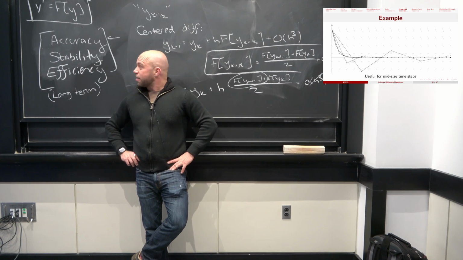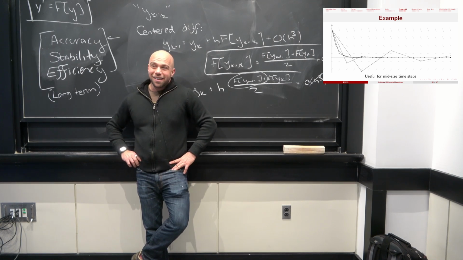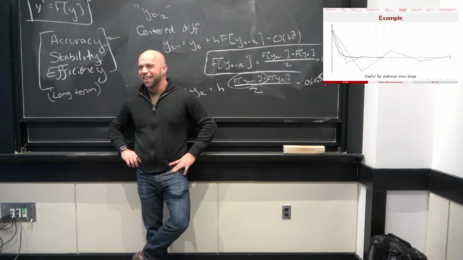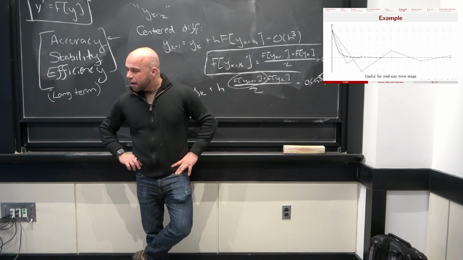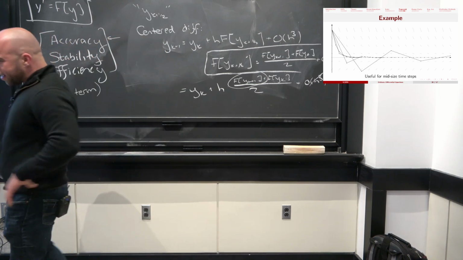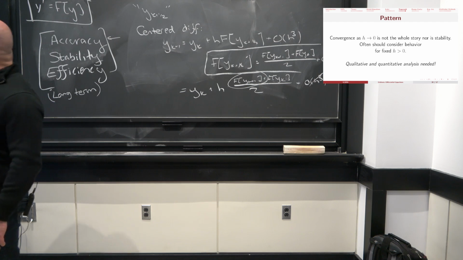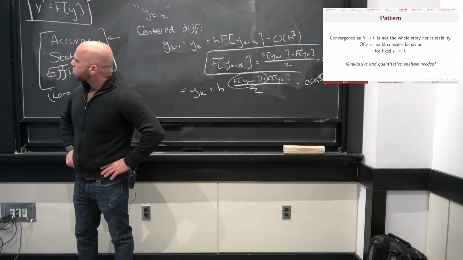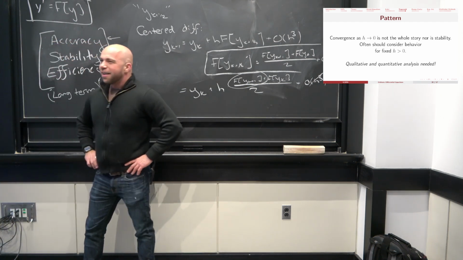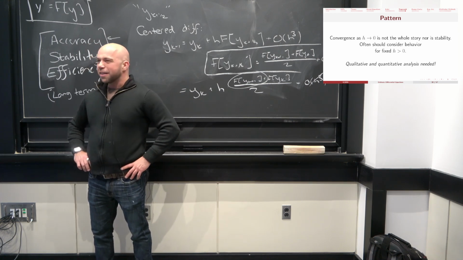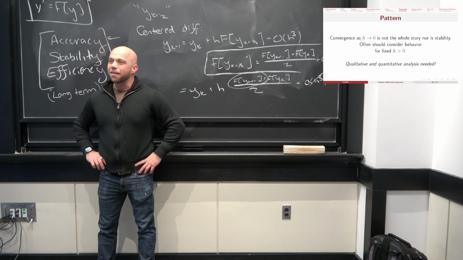Cool. And the good news is all of these things agree for really small h. So in some sense, if you've got a lot of time on your hands, it doesn't matter. At this point we've done a billion examples, and I think you get the point: convergence as h goes to 0 isn't the whole story. Neither is stability. Oftentimes we also have to think about what happens as h is some fixed positive number.